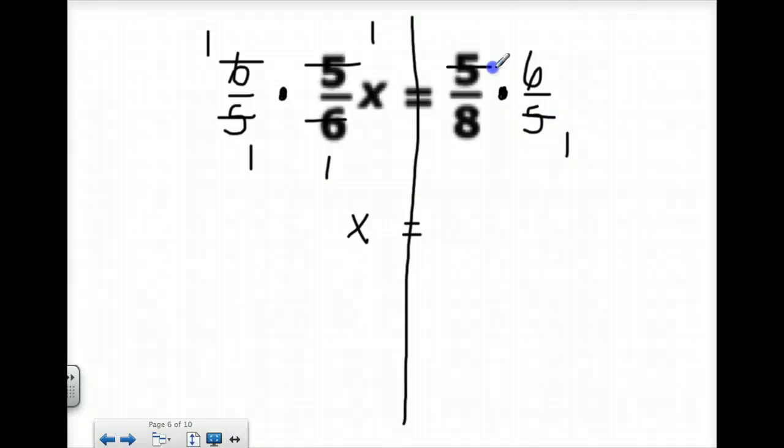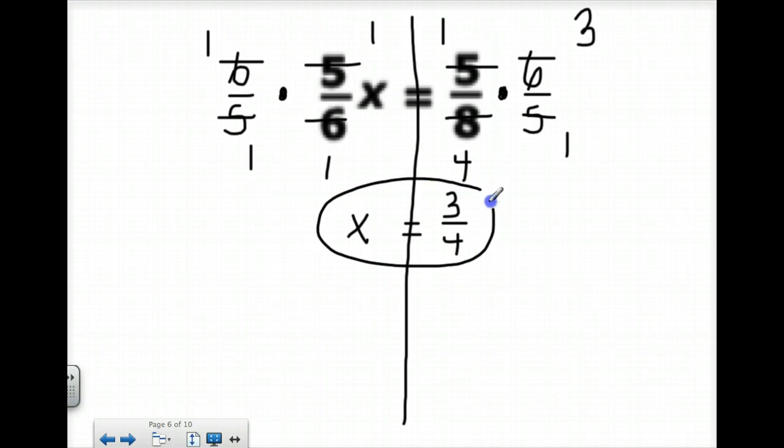5 divides into itself 1 time, and 2 will divide into 6 3 times, and 2 will divide into 8 4 times. We end up with an answer of x is equal to 3/4.